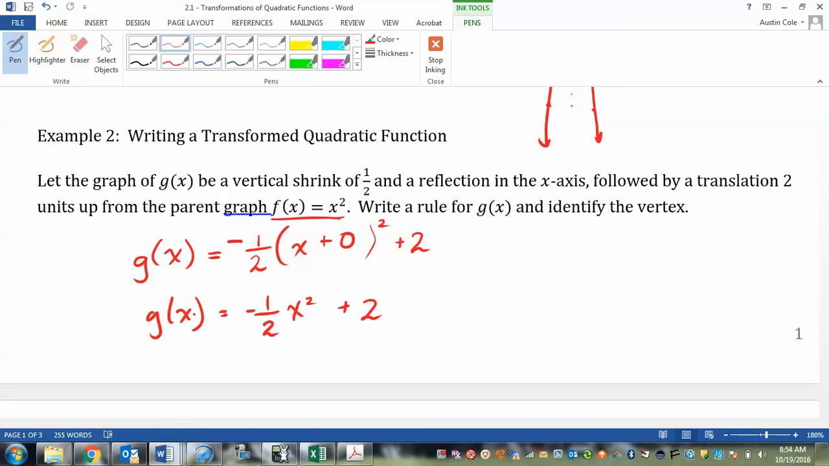And it says identify the vertex. Are we moving left and right at all? No, we're not. So it's just going to be 0, 2. Open up or open down? Open down. It's going to open down, right?